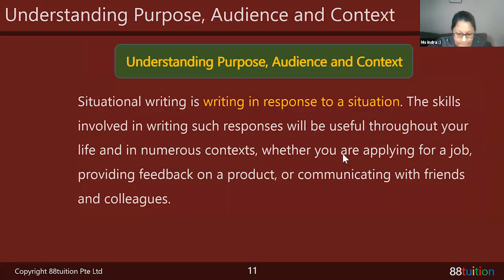Let me go on to understanding your purpose, context, and audience. Now basically, what is a situational writing piece? We've done this since primary school. It was in your PSLE syllabus. It is still now in your O-level syllabus, such that the marks are multiplied by 2. Basically, it involves you writing in response to a situation.